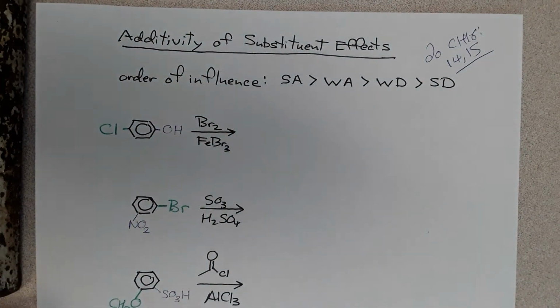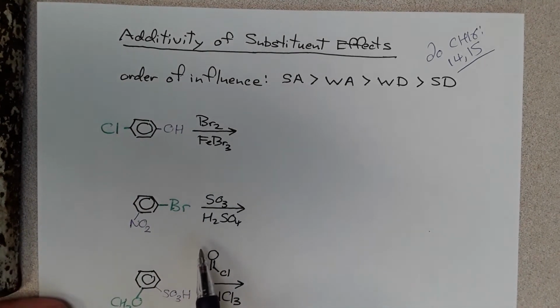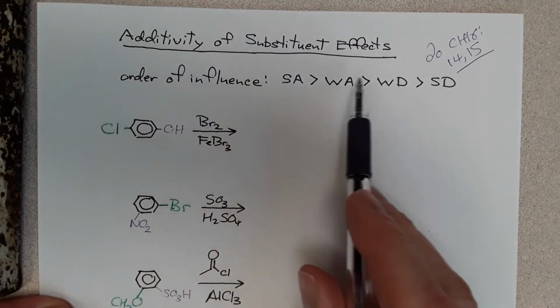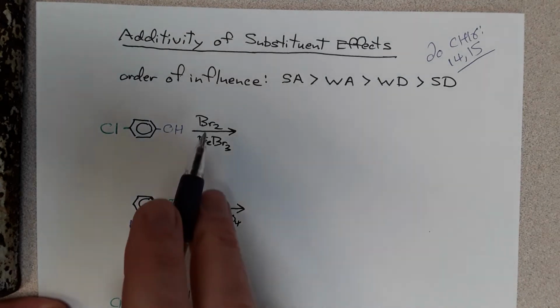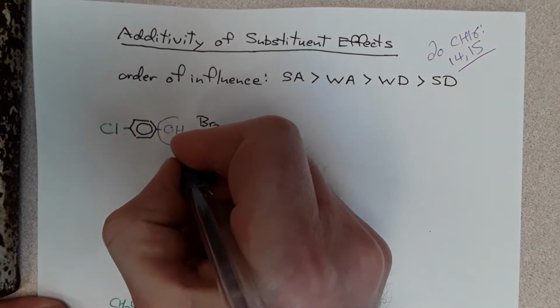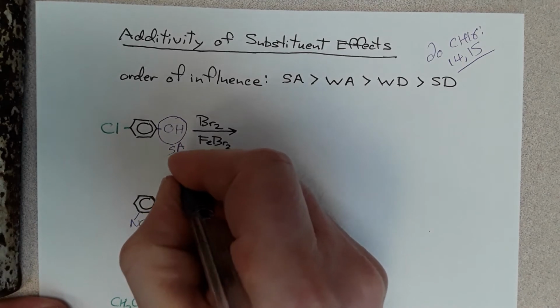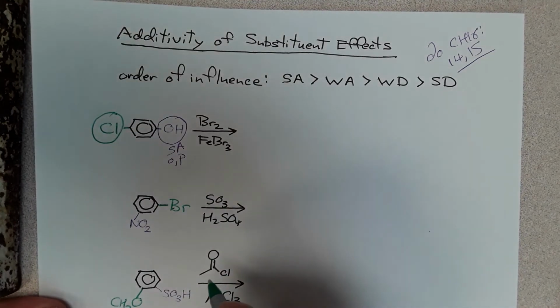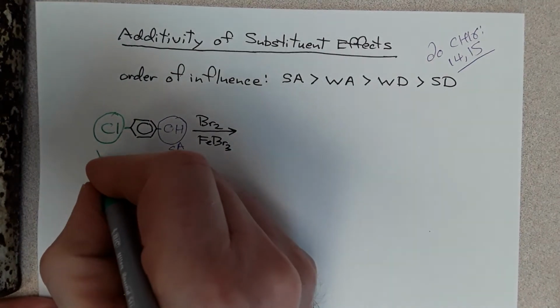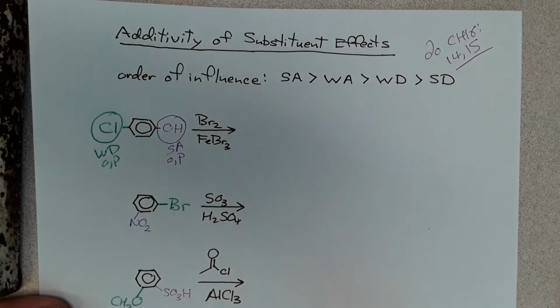Okay, so the first example we have here is we have two groups, and the first thing we need to figure out is whether they're strong activators, weak deactivators, or strong deactivators. And then we have to figure out where they're directing the incoming electrophile. So the OH group here, strong activator, ortho-para director. The chlorine right here is a weak deactivator and also an ortho-para director.